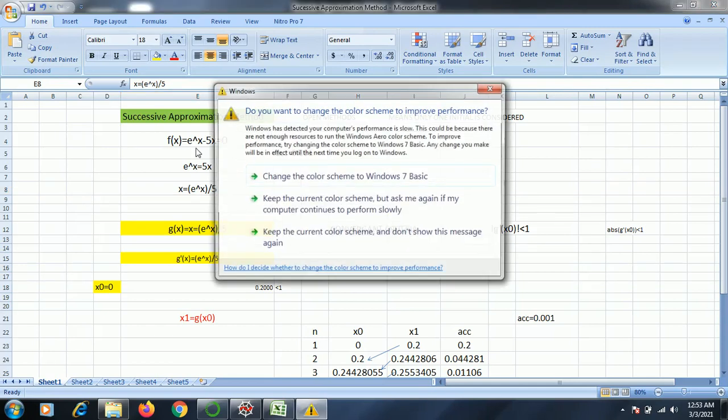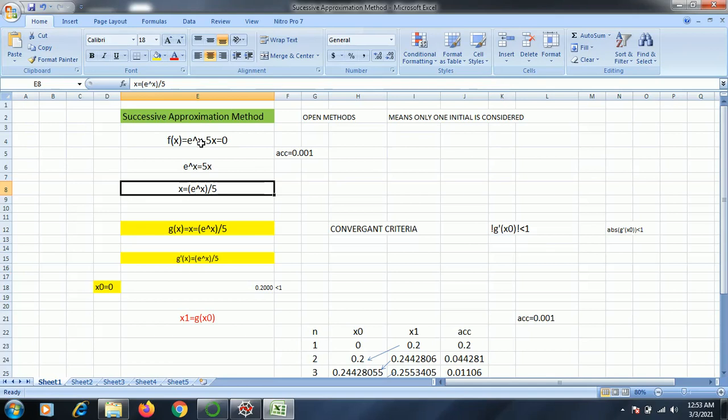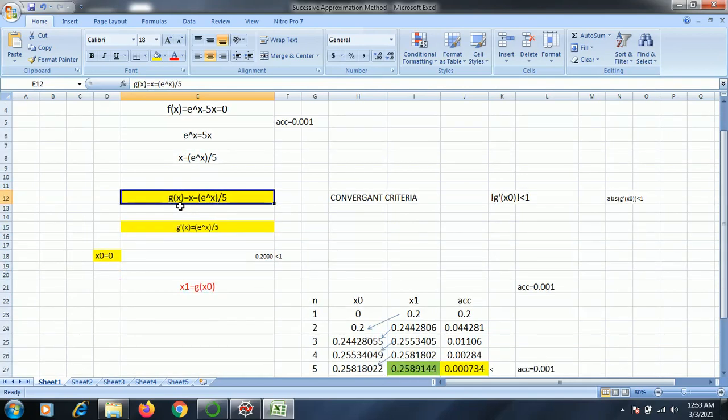So in the given function I have e raised to x minus 5x equal to 0. I am going to transfer the minus 5x to the right hand side, so it becomes e raised to x equal to 5x, and then I transfer the 5 to the left hand side. Therefore x equal to e raised to x divided by 5. This function we are going to consider as g of x. So g of x equal to e raised to x divided by 5.